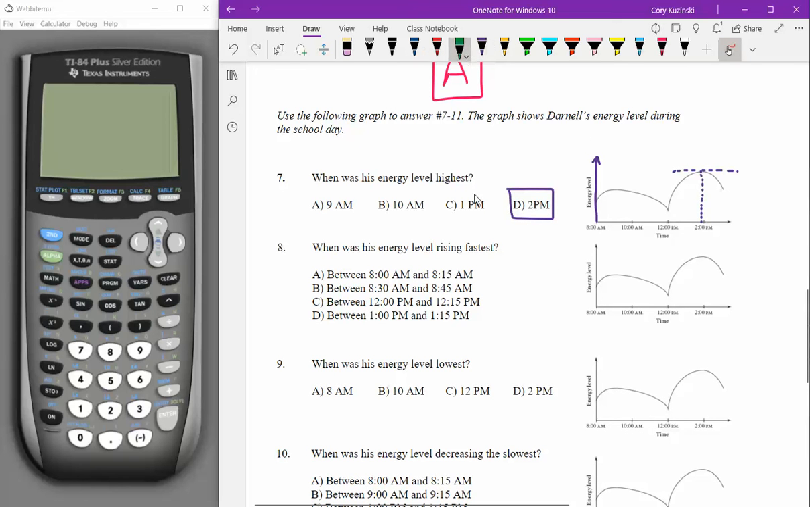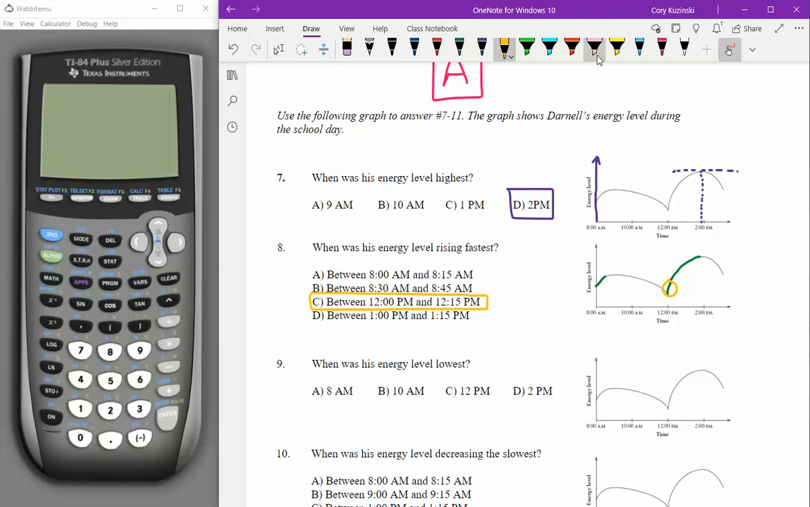Same graph, I just recopied it so I can draw on it again. When was this energy level rising the fastest? Well, I see it rising here. I also see it rising here. Which portion is the steepest though? I'd say this portion, like right in here. Okay, so maybe from 12 p.m. to 12:15 p.m. It does slow down after 12:15 p.m., so that makes sense. So that would be the answer choice.